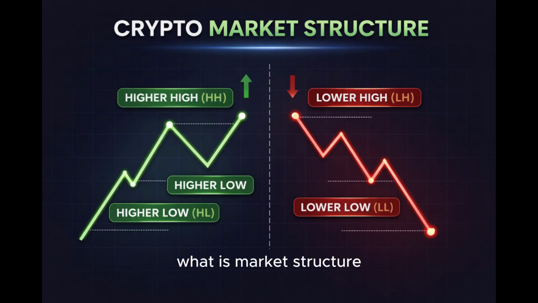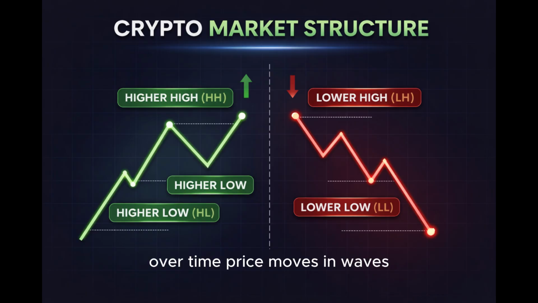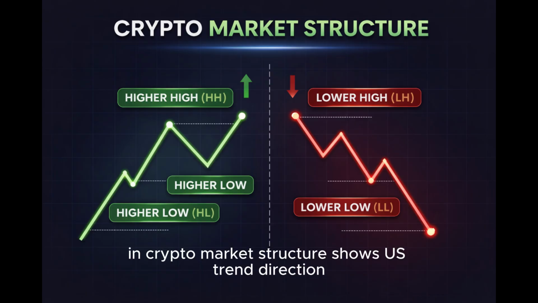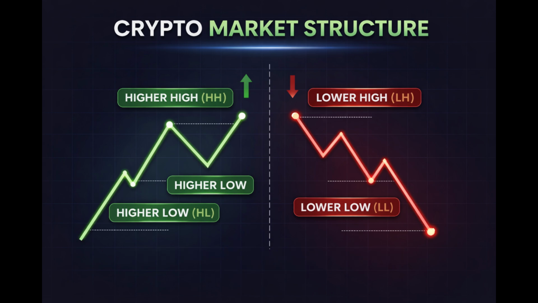What is market structure? Market structure is simply the behavior of price over time. Price moves in waves. It goes up, it goes down, it pauses, then it continues or reverses. These movements create highs and lows, and those highs and lows tell a story. In crypto, market structure shows us trend direction, strength or weakness, and possible trend reversals.